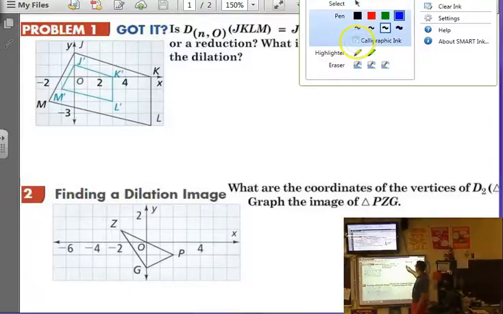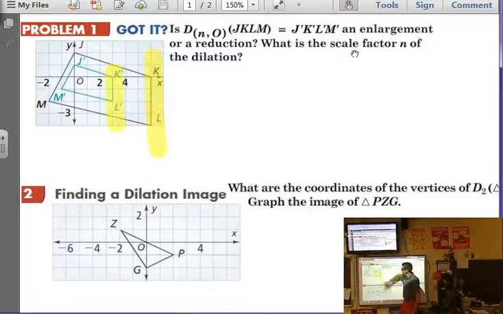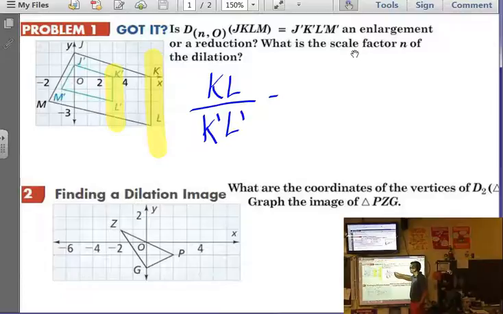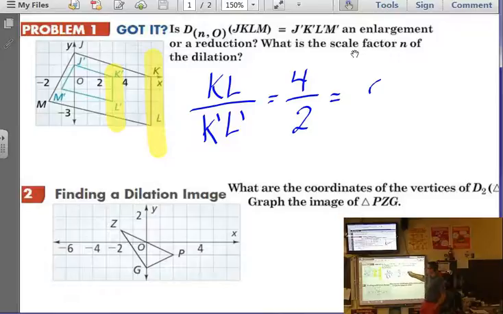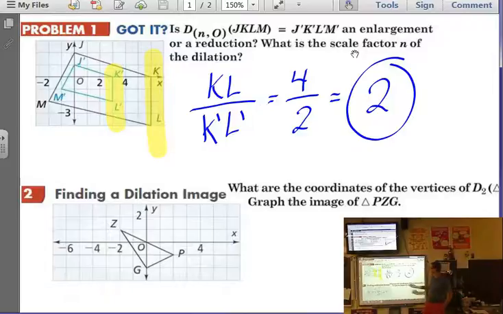We do have a straight line here and here, so we can compare KL to K prime L prime and find our dilation factors that way. KL has a length of 4, whereas the prime length is 2, and this gives me a scale factor of 2. So we see that this is an enlargement. No, it's a reduction. My bad.